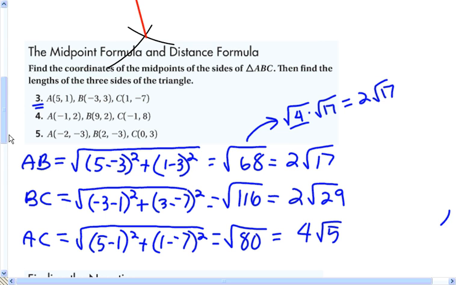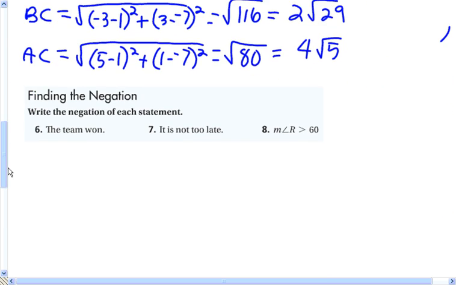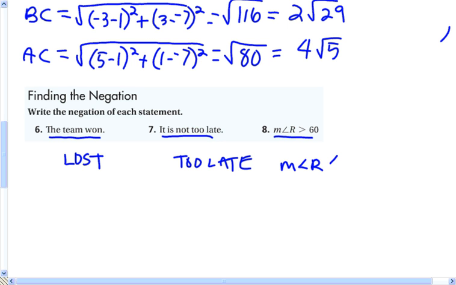All right, I'm going to pause. No, let me do a couple more here. Finding the negation. The negation of the team won is the team lost. The negation of it is not too late is it is too late. And the negation of the measure of angle R is greater than 60 is the measure of angle R is less than or equal to 60.